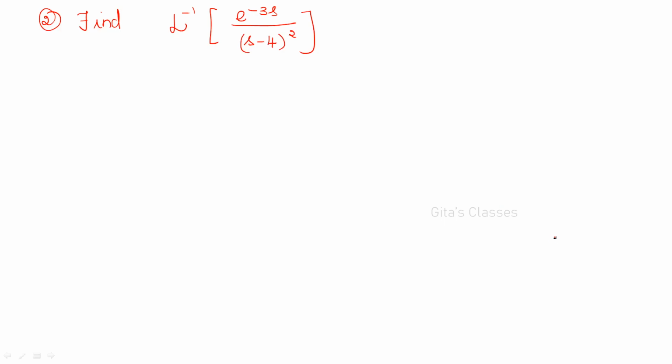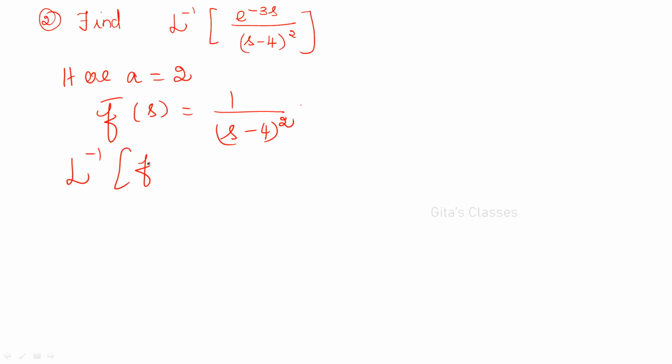And next one, find L inverse of e power minus 3s by (s minus 4) the whole squared. So here a is equal to 2, e power minus as. Whenever it is multiplied by e power minus as, please remember you are going to use the second shifting theorem. So here a is equal to 2 and f bar of s is equal to 1 by (s minus 4) the whole squared. It is very simple. Find L inverse of f bar of s. That is our f of t.